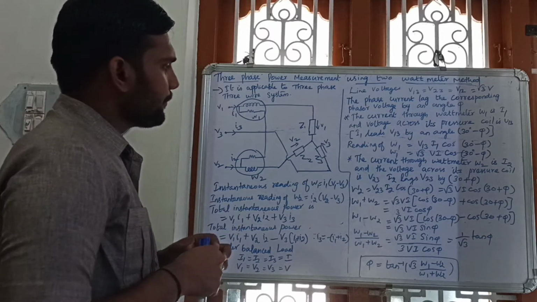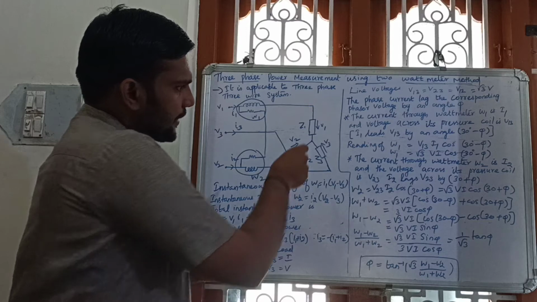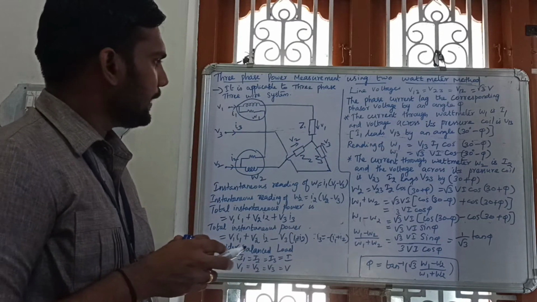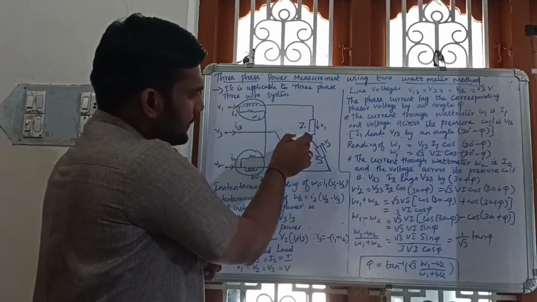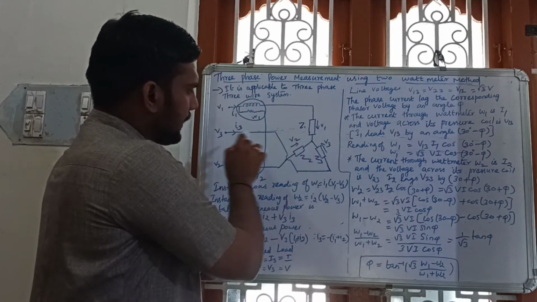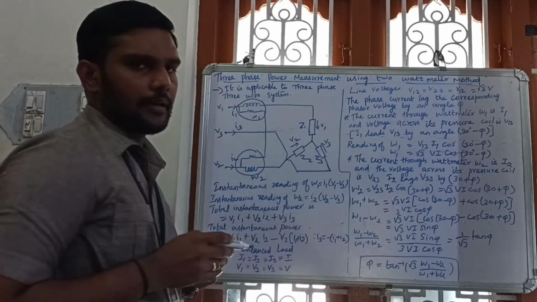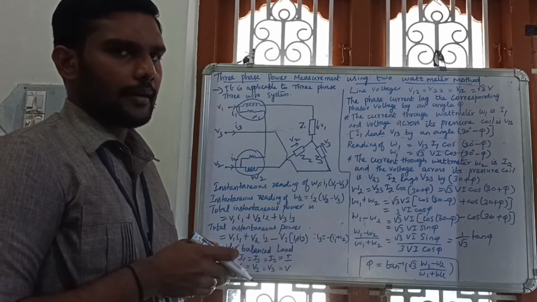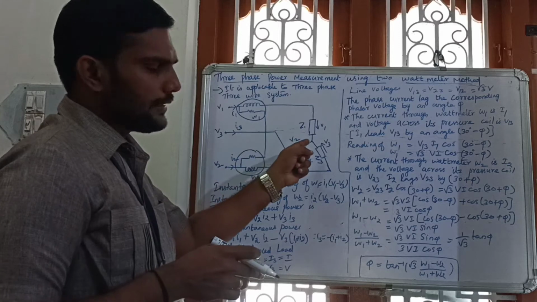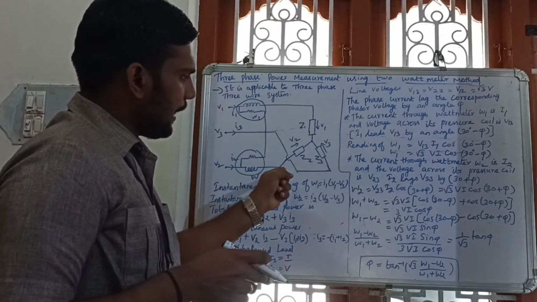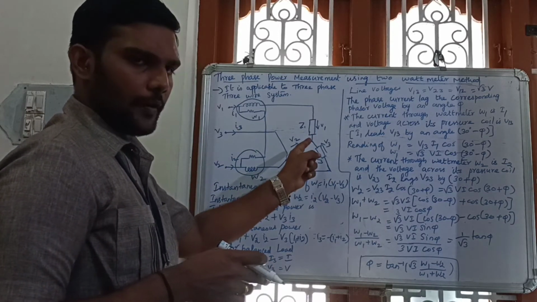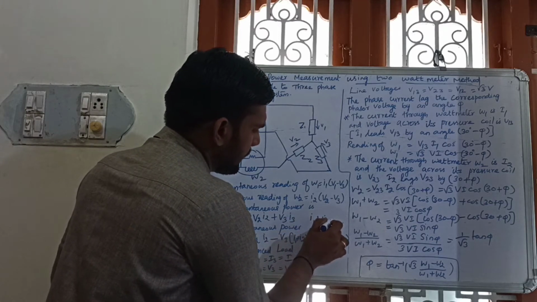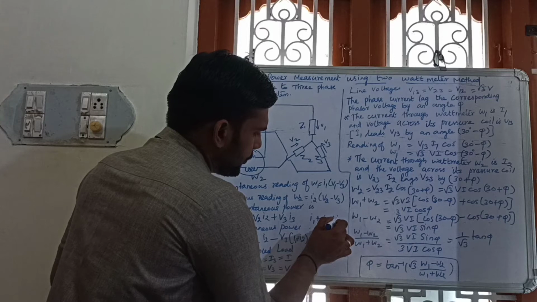Then at this junction, if you apply KCL, what will you get? Here the current I1 is incoming current, I2 is incoming current, I3 is also incoming current. KCL means incoming current is equal to outgoing current. So here all the currents are incoming currents, I1 plus I2 plus I3, which is equal to 0. I1 plus I2 plus I3 is equal to 0.